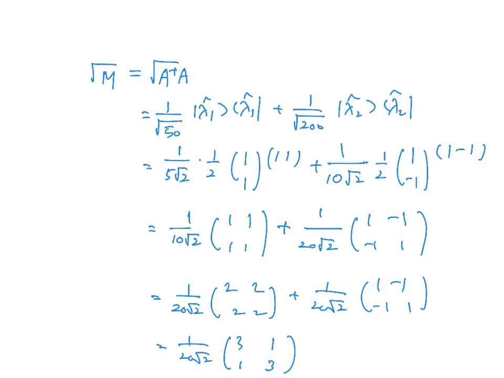So let me double check before I move to the next page. So square root of M is actually square root of A over A, and I think I made some mistake. I shouldn't divide by this here, right? So all the coefficients were wrong.